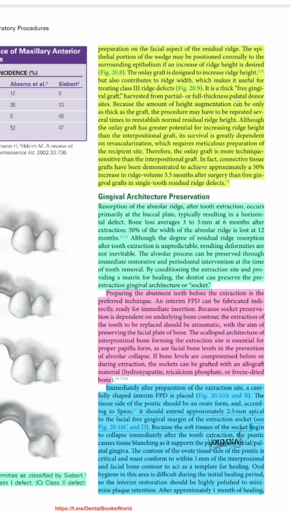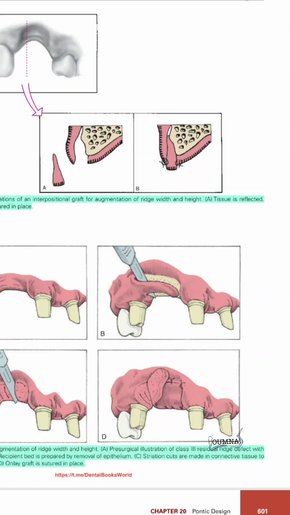When we need to increase the ridge height, we use the onlay graft. It is a thick, free gingival graft that is harvested from the palatal donor sites. Its survival is greatly dependent on revascularization, which requires preparation of the recipient site. So it is technique sensitive.